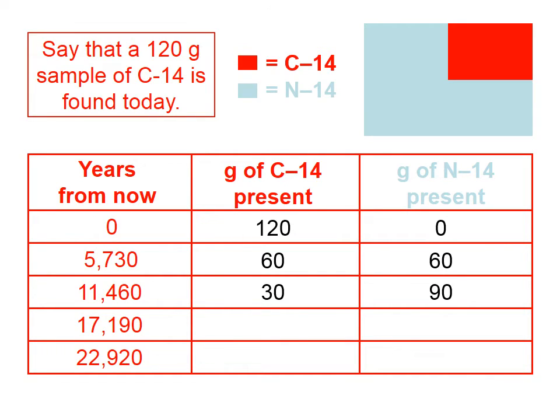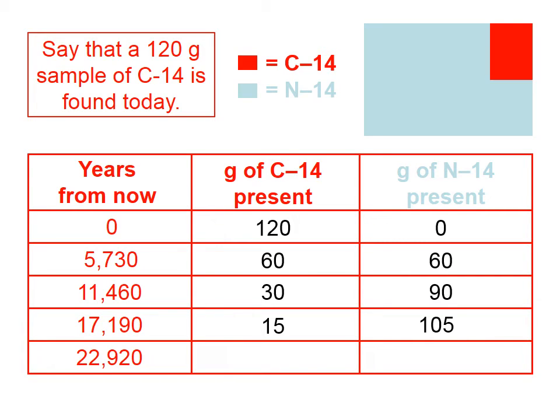After another half-life passes, this is 17,190 years from now, we only have 15 grams of radioactive carbon-14, and we're going to watch some of this red disappear from the picture. Namely, half of that red that was there is now gone. You can see in the picture that we are getting more and more light blue every time. So now we have 105 grams of nitrogen-14 because, again, the sum of those has to remain 120.